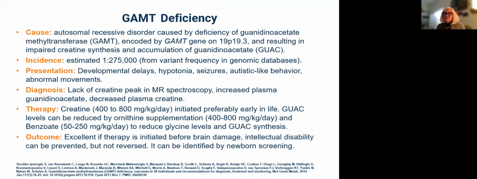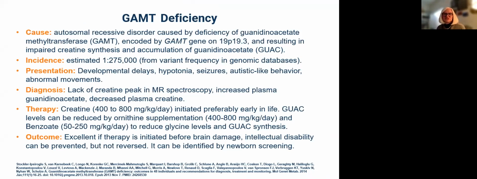So GAMT deficiency is an autosomal recessive disorder. The gene GAMT is localized on the short arm of chromosome 19. And the incidence is estimated, using frequency from genomic databases, at 1 in 275,000. And given the latest newborn screen result, this is probably also the number that is correct.